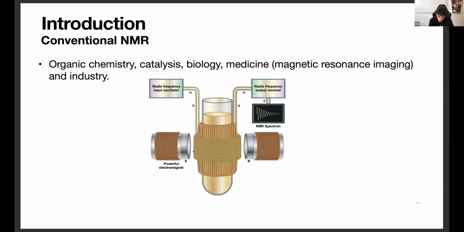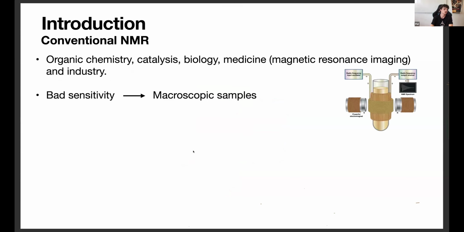What happens if you start to decrease the size of your sample? So the signal emitted by it starts becoming weaker and weaker, and there's a point where the coils are no longer able to detect such weak signals. So this is a restriction, because if you want to go to a smaller sample size, there's a point where standard NMR cannot reach. So yeah, in other words, it means that this technique has bad sensitivity, because you only can measure macroscopic samples.